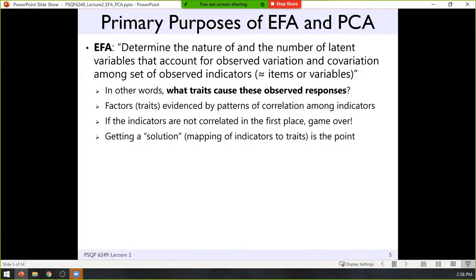So what are these things for? EFA is all about the structure of the responses and how many factors are being measured and which items measure each factor. So understanding the underlying structure is the point.